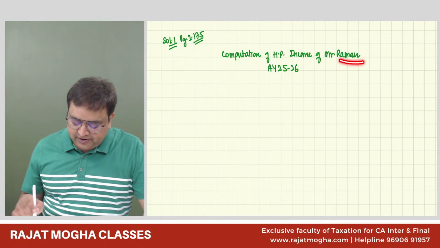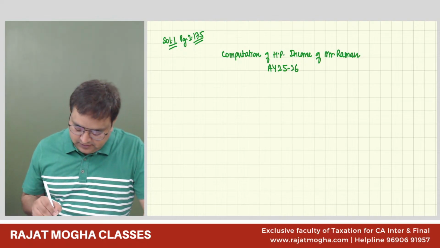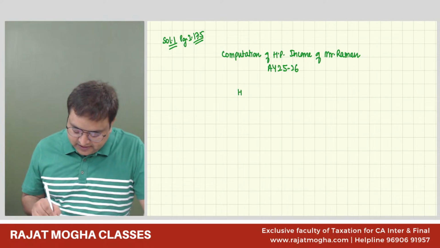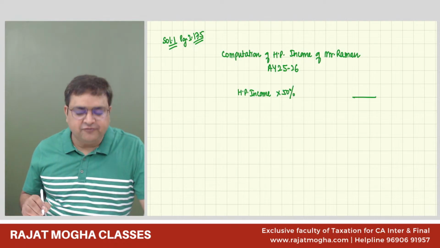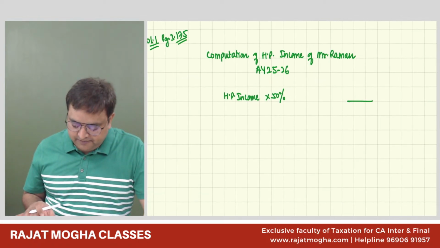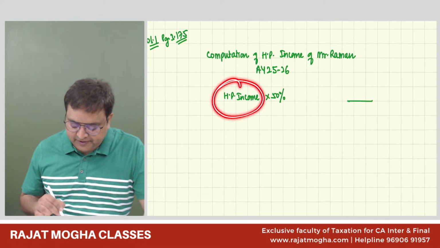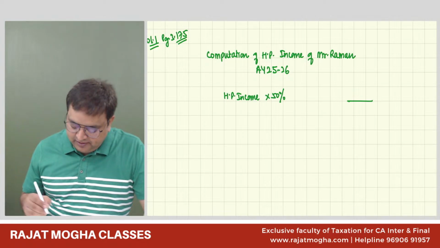So computation of Raman income. Whatever is the house property income, 50% of it would be his income. Because first we need to compute the house property income, for this we will make a working note.